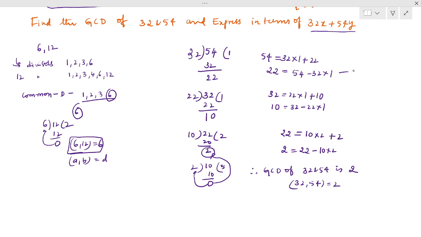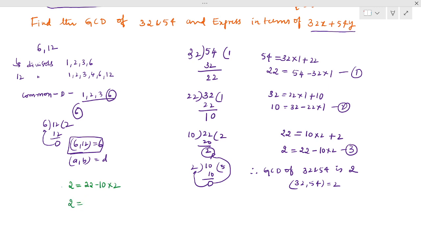So just remember these equations 1, 2, 3 because they are very useful to express the GCD of 32 and 54 in the form of 32x plus 54y. So let us take the last equation. The last equation is 2 is equal to 22 minus 10 into 2.